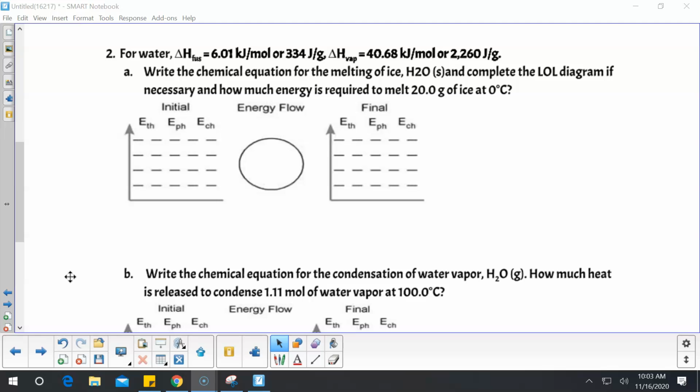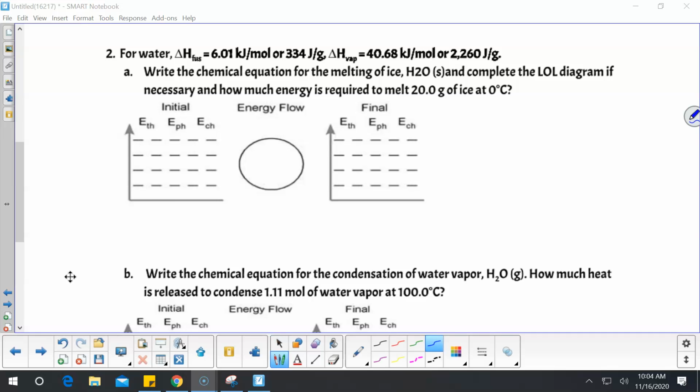So now we're going to look at 2 examples of calculating this. The question is, they gave you what the heat of fusion was for water, and they gave it both in moles and in grams, and then they gave you the heat of vaporization. So we want to write the chemical equation for this, and we want to do the LOL diagram, and then we want to calculate.